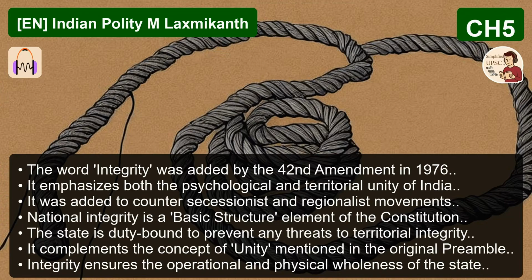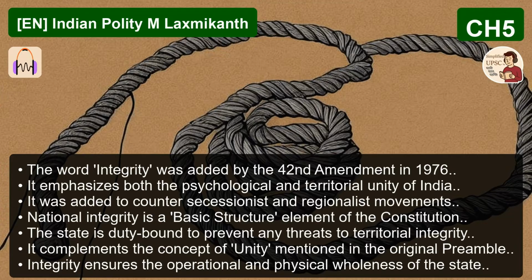Yes, the absolute necessity of maintaining the territorial and operational wholeness of the Indian state, especially during a period of rising internal security concerns and regional fragmentation movements. It was a clear warning that any action threatening territorial integrity would be met with the full force of the state. So how does the Constitution actually operationalize this feeling of fraternity and unity?